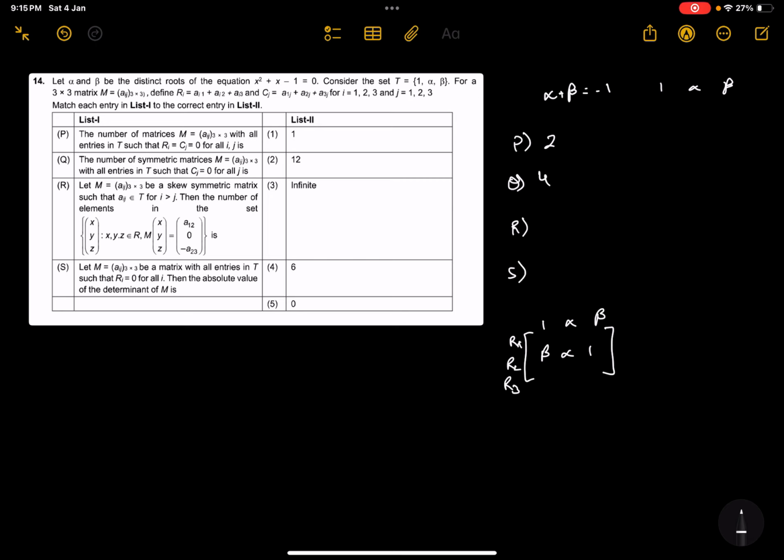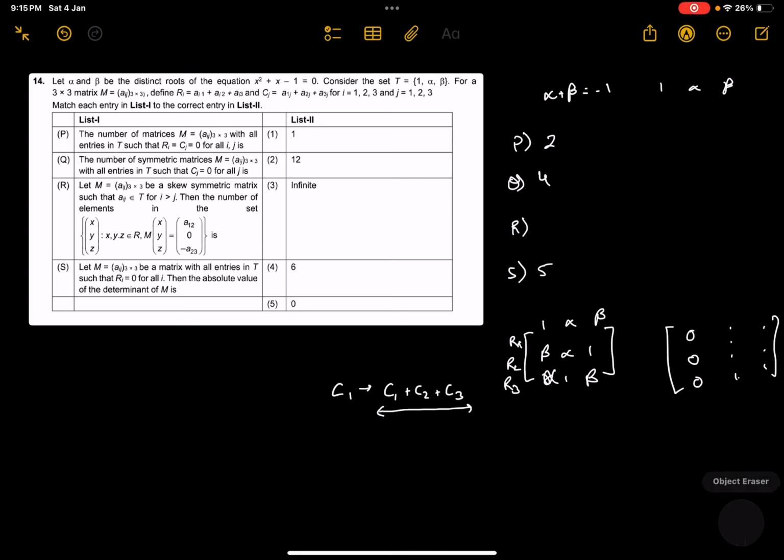Say beta, alpha, 1 or alpha, 1, beta, anything. But as the sum of each row is 0, we'll make the transformation C1 goes to C1 plus C2 plus C3. This should not change the value of the determinant, as we know, but that will make the first column R1, R2, R3. And since each of these is 0, the entire first column becomes 0. So the determinant value should be 0. So S is mapped to 5.